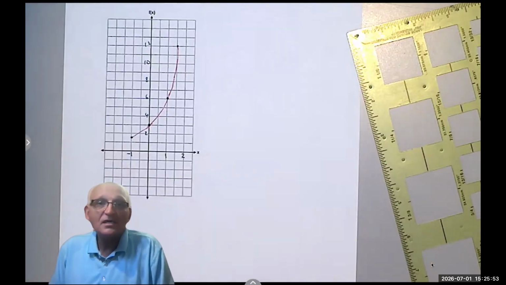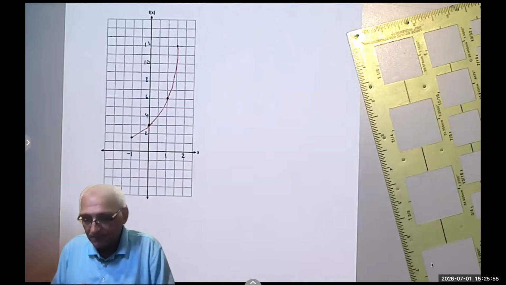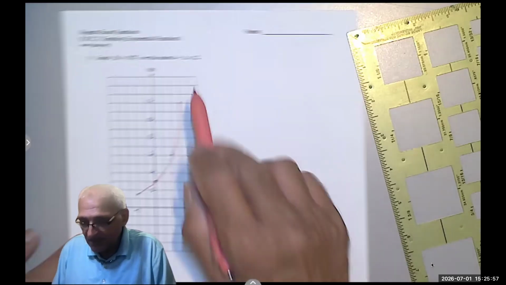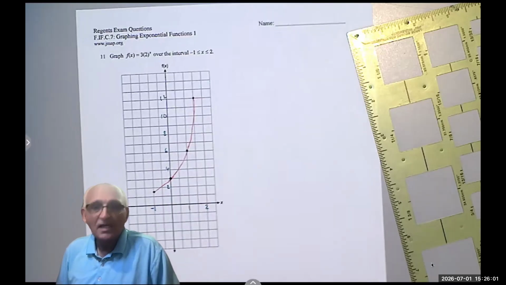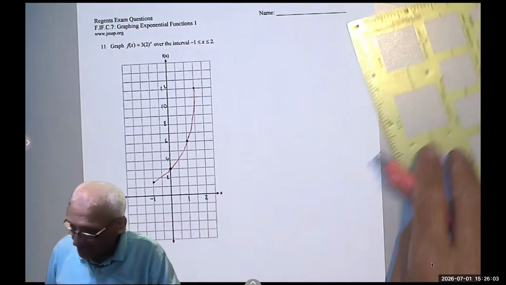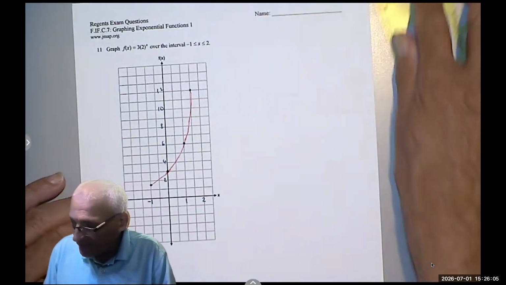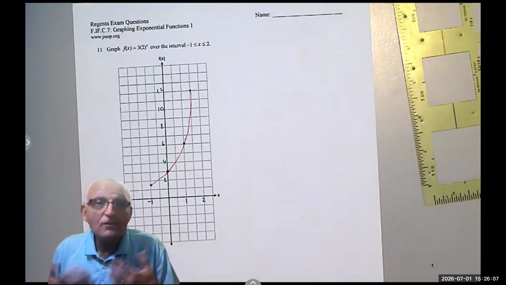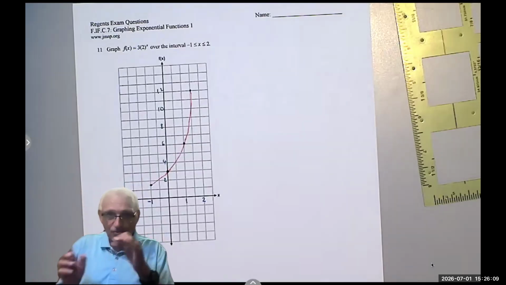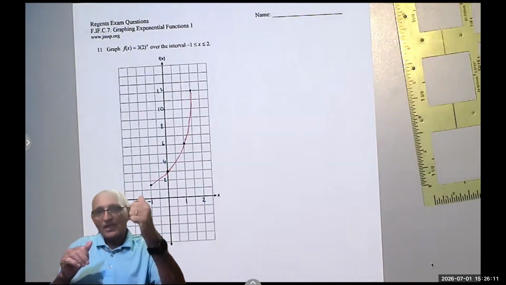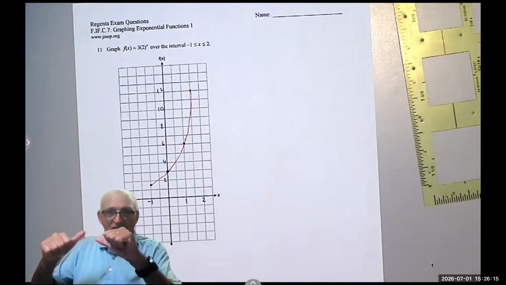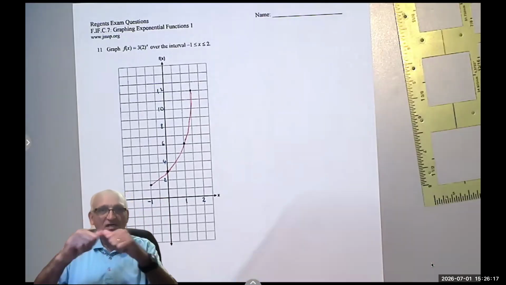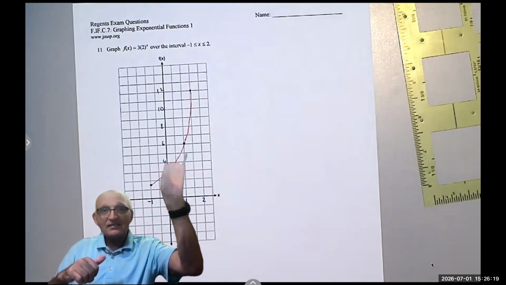And this would be the graph they want between x equals -1 and x equals 2 inclusive. And that's it for graphing exponential functions. Next session, we will start with logarithmic functions. And I told you, like we said, addition and subtraction are inverses. Multiplication and division are inverses.